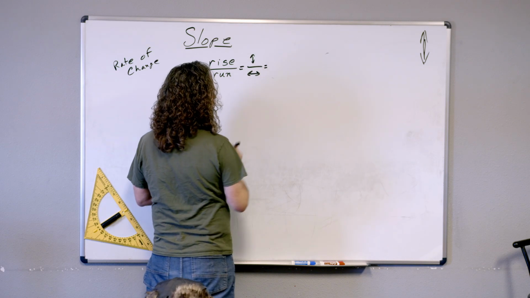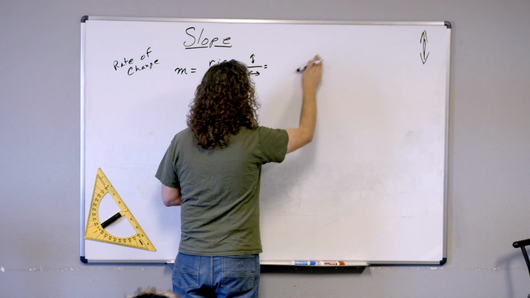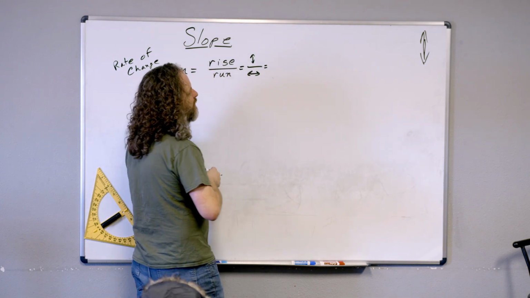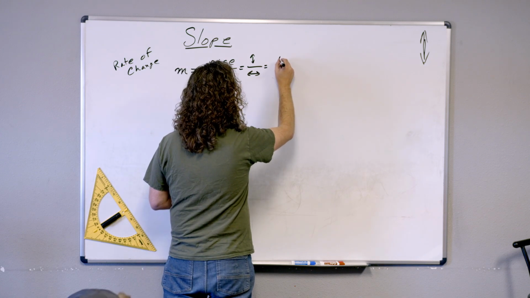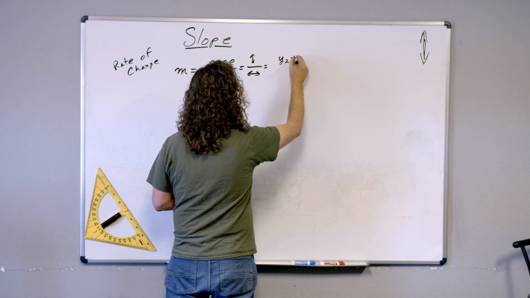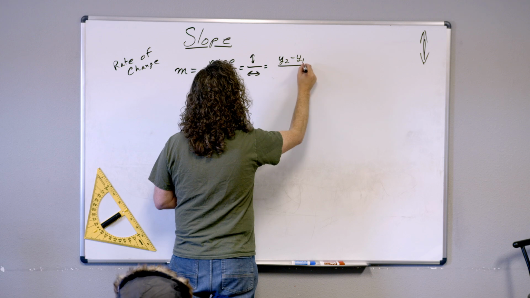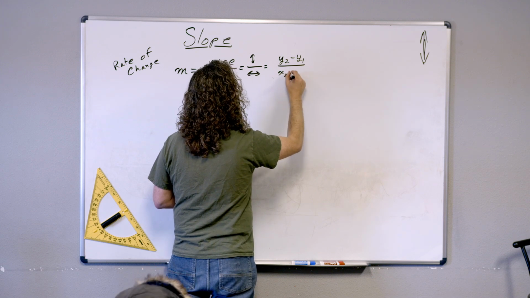So it's the difference of the y's. Now we're going to use that fancy subscript thing that we've learned recently, right? So it's the difference of the y's, y2 minus y1 over x2 minus x1.